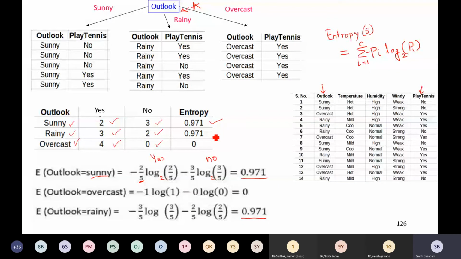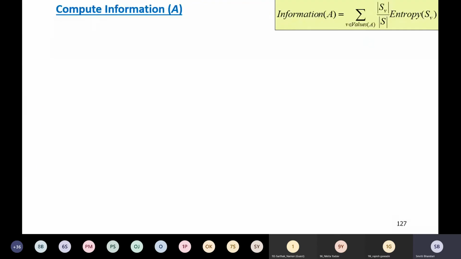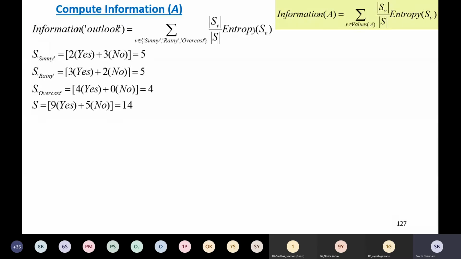Entropy for outlook equal to rainy is 0.971 and entropy for outlook equal to overcast is 0. We have computed the entropies for all the values of the attribute under consideration. So we are talking about the first attribute, that is outlook, right? And for all the values of outlook, we have computed the entropies. What next? Once we have computed the entropies, we are going to compute the average information for attribute A. So we have this formula for computing the information.